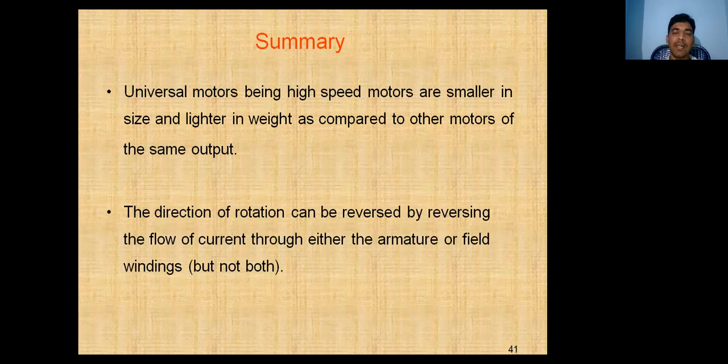The direction of rotation can be reversed by reversing the flow of current through either the armature or the field winding, but not both.